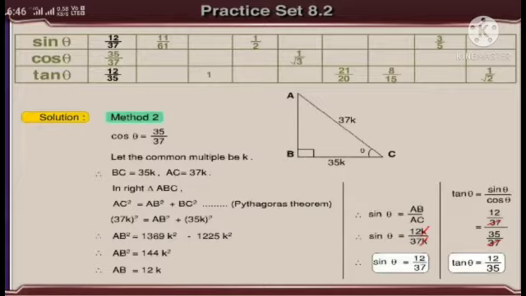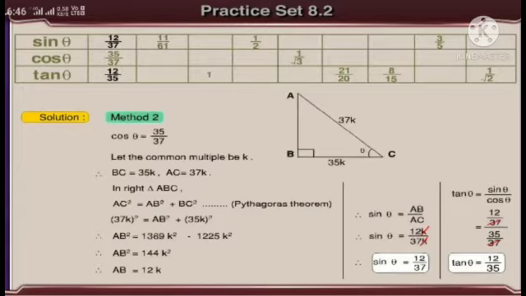Now substitute the given values, therefore 37k whole square is equal to AB square plus 35k whole square. So therefore AB square is equal to 1369k square minus 1225k square. Therefore AB square is equal to 144k square. So after taking square root on both sides, we get AB is equal to 12k.